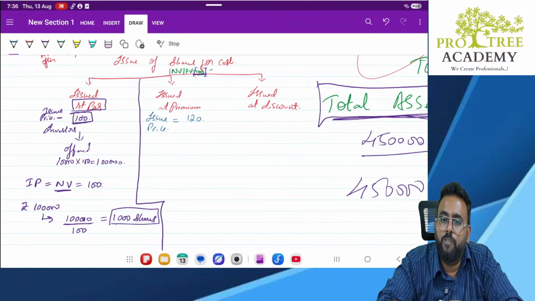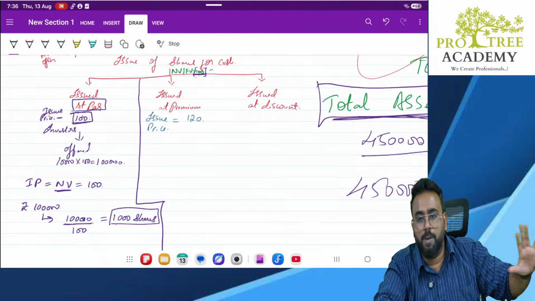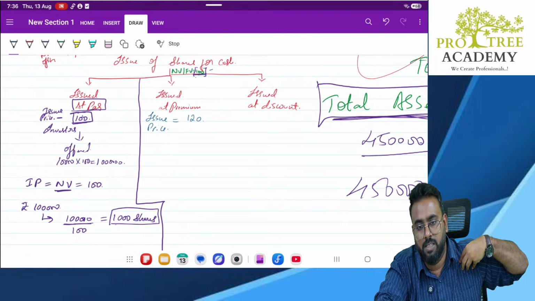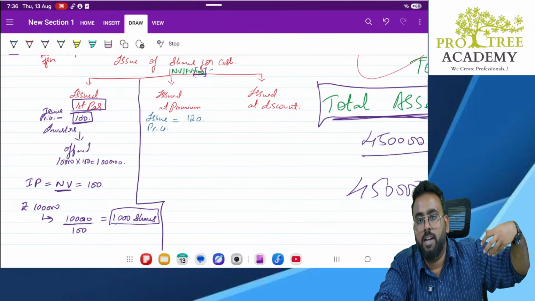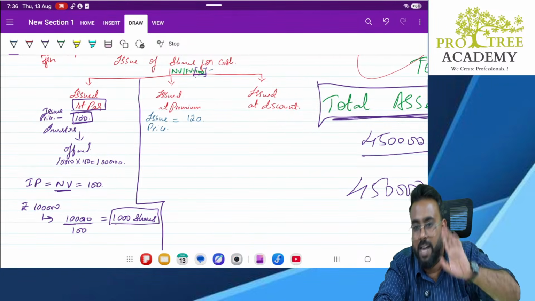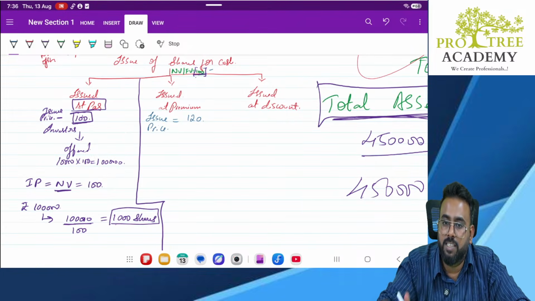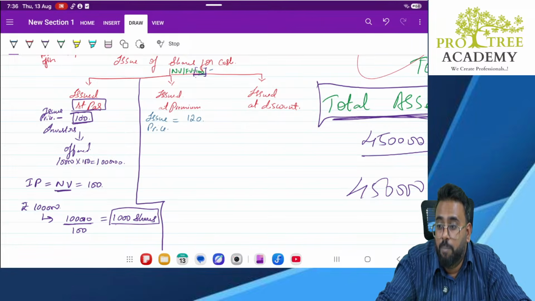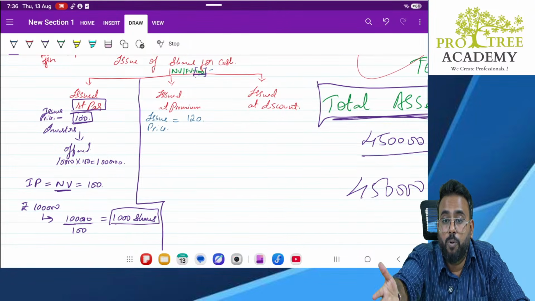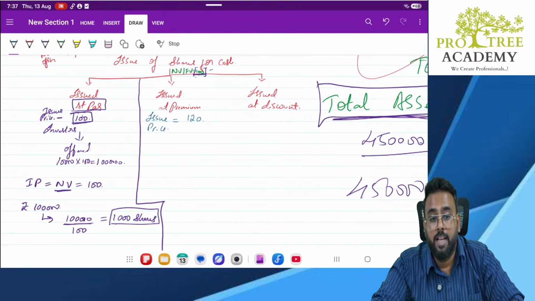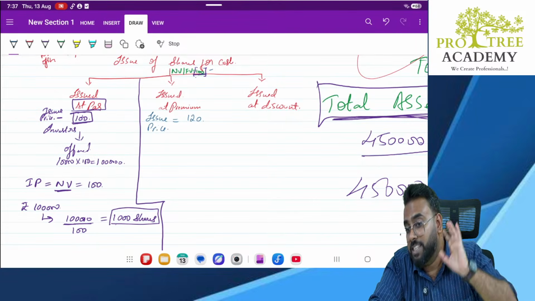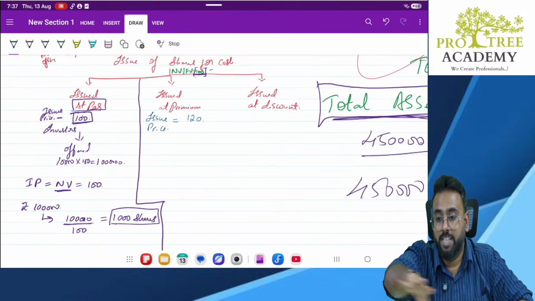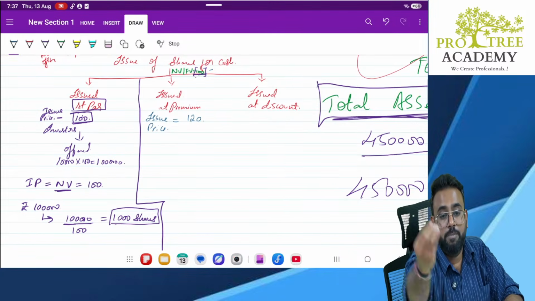People are ready to pay me 120 because my business plan is excellent and they trust in my business, and my business will run in a way that they will get their money back. So that trust is there, and I am going to issue only 10 lakh, but people are ready to contribute more than 10 lakh. For 10 lakh rupees, how many shares can I issue? 10,000 shares, correct?